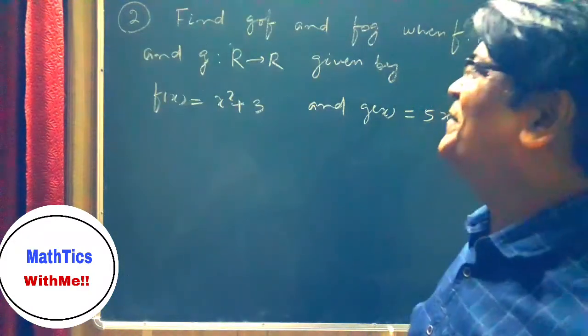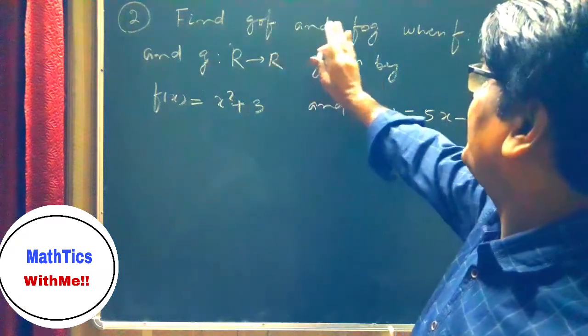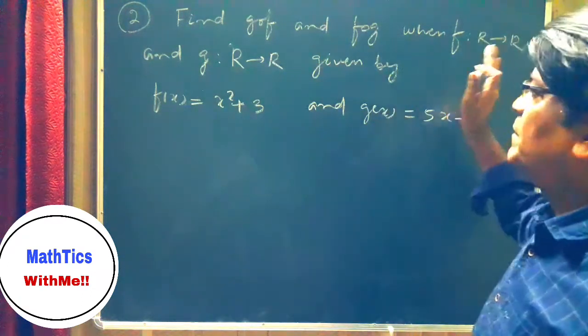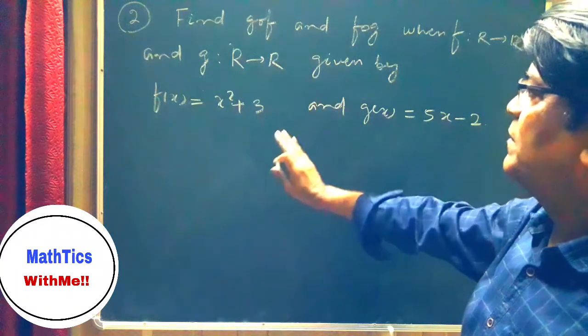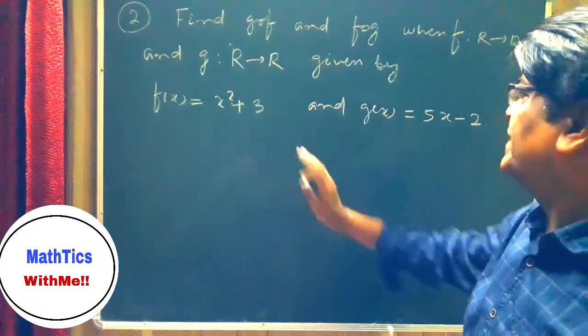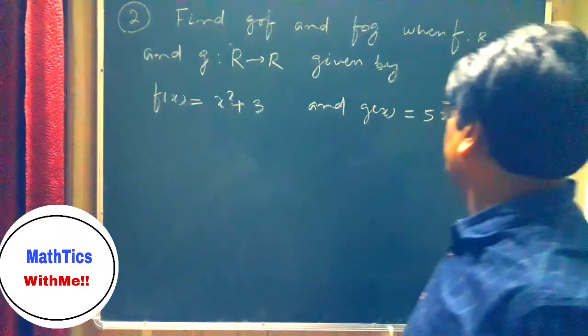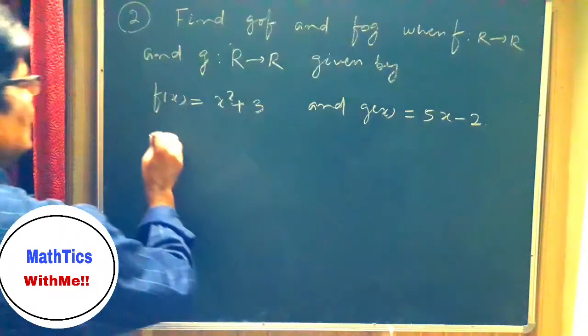Now our next problem is: find g of f and f of g, where f is a function from R to R and g is a function from R to R, meaning real number to real number, given by f(x) = x² + 3 and g(x) = 5x − 2. Solution.